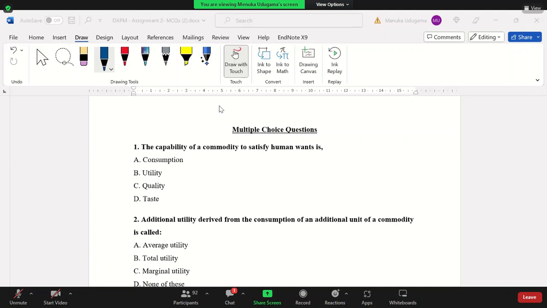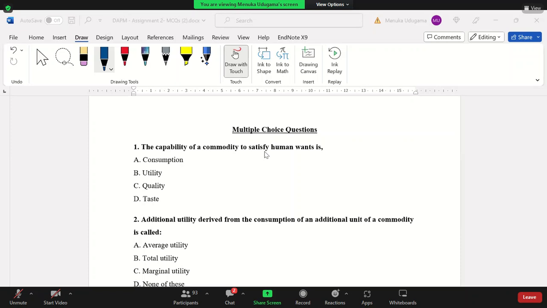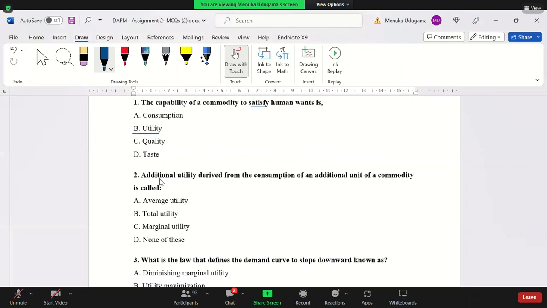Can someone give me the answer in the chat box at least? Right, so consumption, yes, but when you see the word satisfy, we know we're talking about satisfaction, isn't it? That's called utility. So the answer is B, utility.